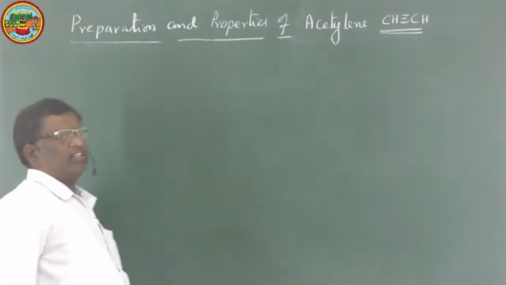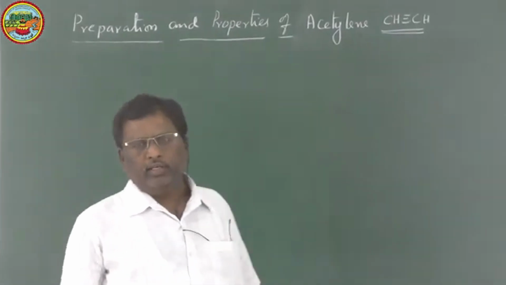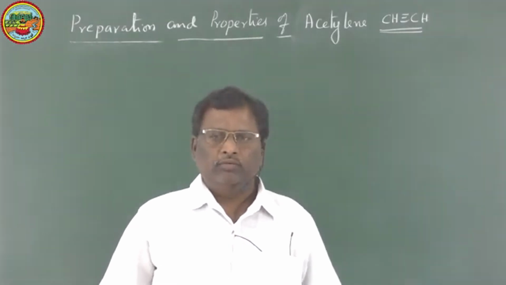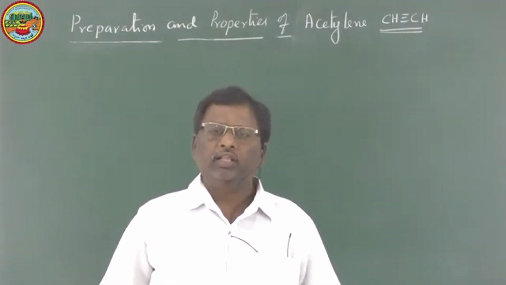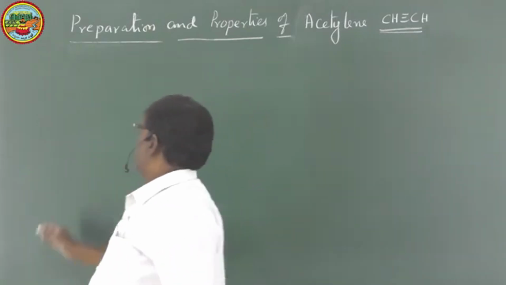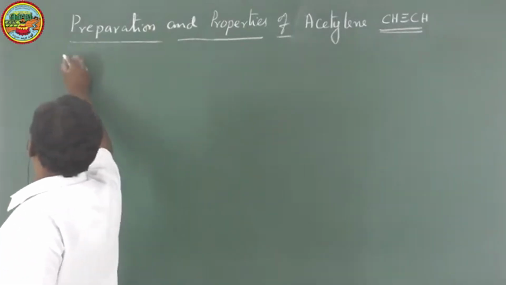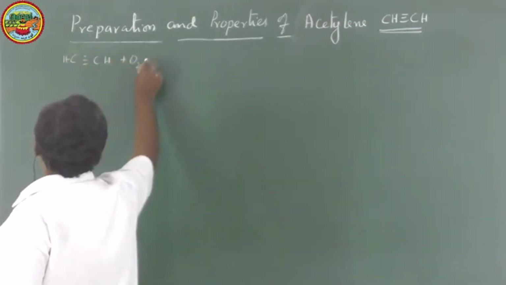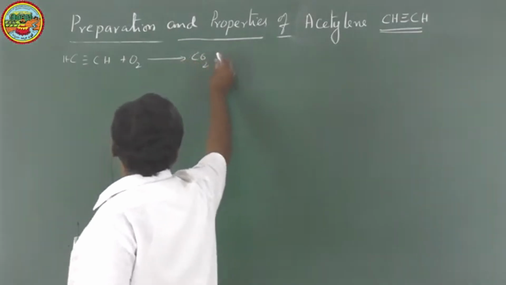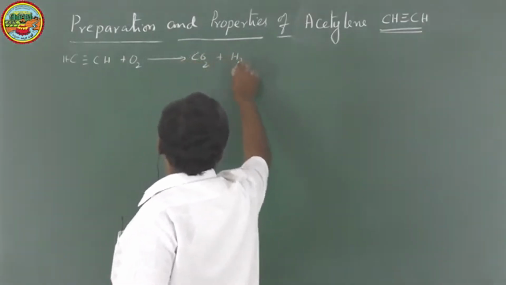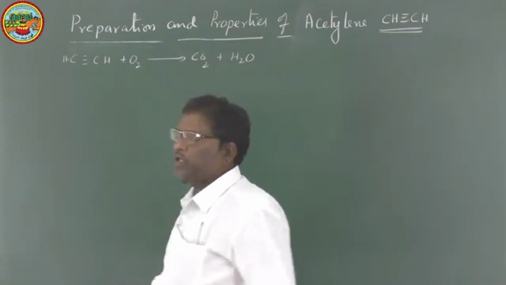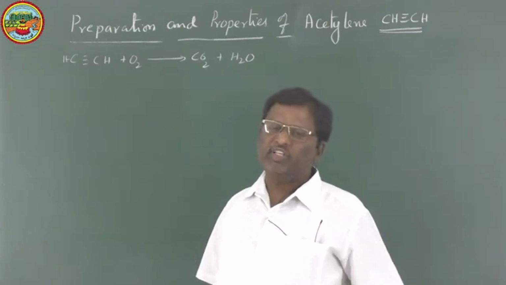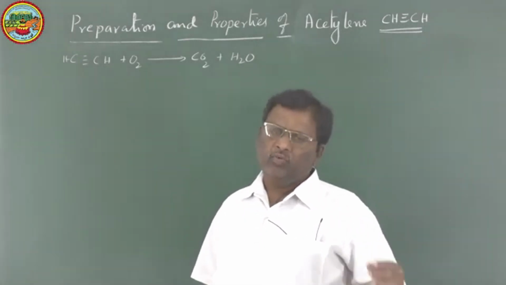Next, properties of acetylene. Acetylene undergoes combustion reactions because in welding we use acetylene as a fuel. When acetylene is burned in the presence of a limited supply of oxygen, we get a large amount of heat from it. That flame is said to be the oxyacetylene flame. It produces nearly 3000 degrees centigrade temperature.